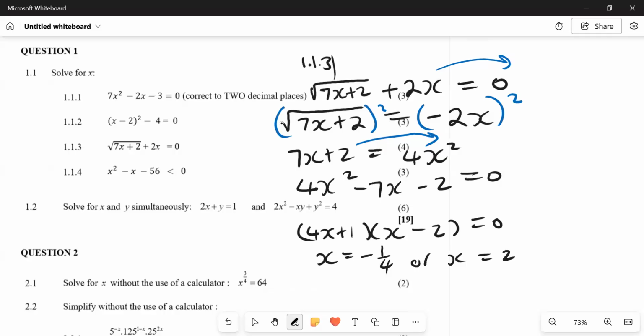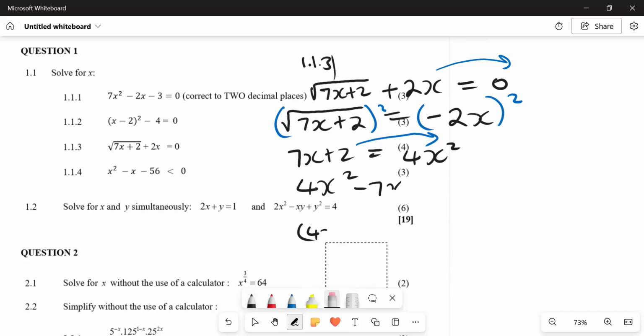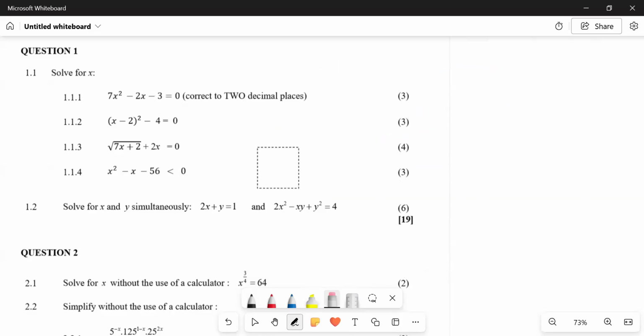And then after getting your solutions, you have to check the solutions so that we can get the correct one. So this one is not the one that we have to use, so we write NA there. Then this one is the correct one. I hope it makes sense. So if you're given a square root and we are expected to solve for x, after getting your final solution, you must make sure that you check the solutions, right?